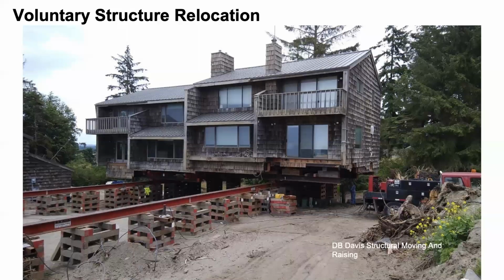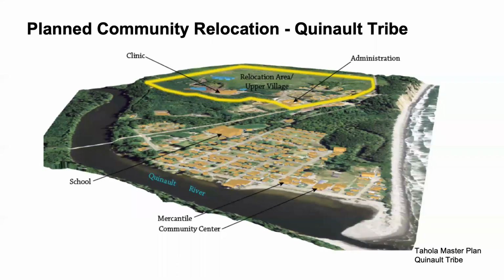Property owners may, of course, voluntarily choose to relocate their structure away from a shoreline in response to flooding and erosion, and we do have a number of examples of this option throughout coastal Washington. So this is a photo of a house on Whidbey Island being moved back from a bluff due to erosion concerns in 2018. And also a number of tribes in Washington state are actively implementing coastal retreat as a preferred alternative to reduce their risk from coastal hazards.